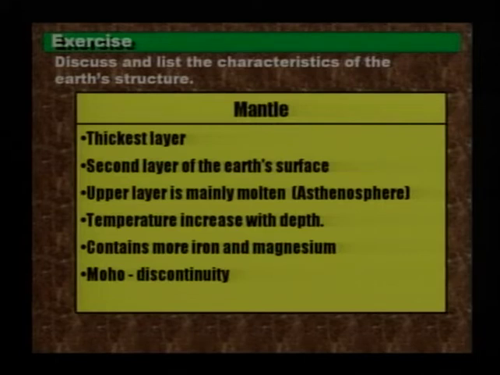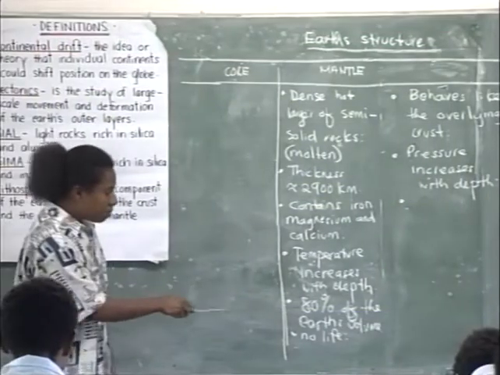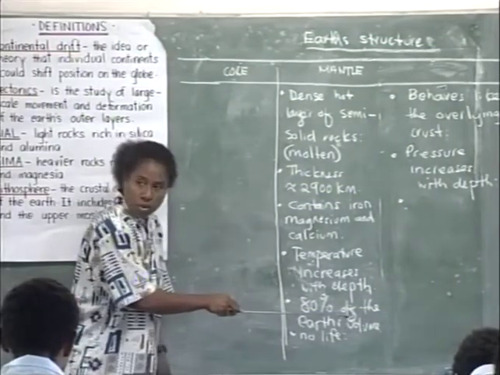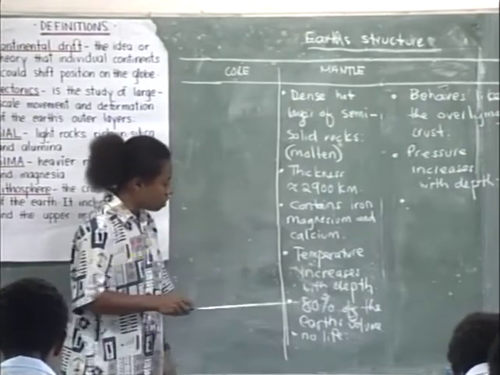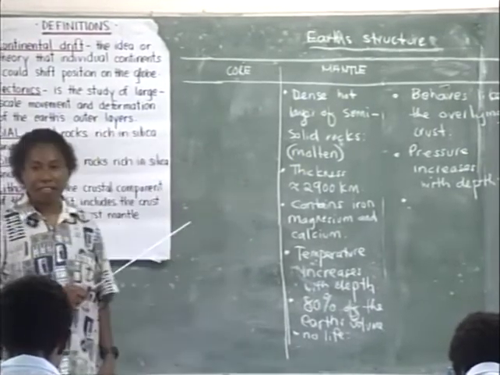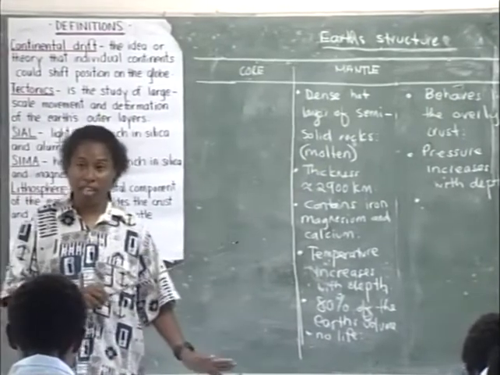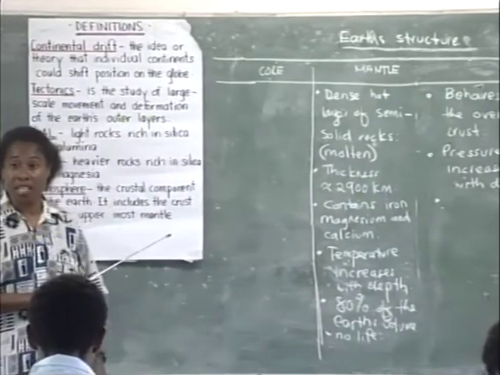Pressure increases with depth, and it behaves like the overlying crust, good, especially the uppermost mantle, the asthenosphere, that is. It is 80% of the Earth's volume, good. That's also something we can include as one of the characteristics of the mantle. And finally, no life can actually survive or live in that particular layer because it is hot.